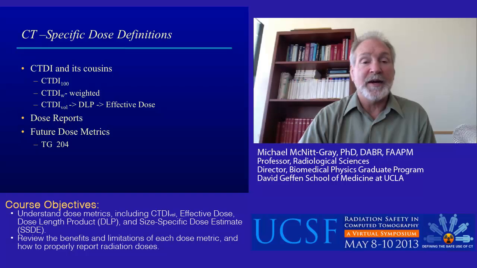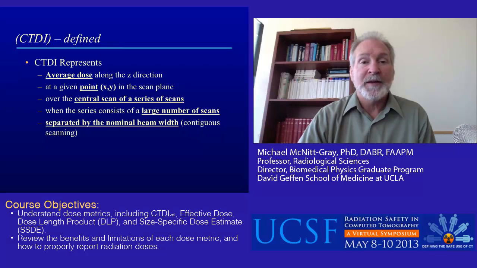So let's start with CTDI, or the computed tomography dose index. CTDI has a very specific definition, and it represents the average dose along the Z direction at a given point in the scan plane over the central scan of a series of scans, where the series consists of a large number of scans separated by the nominal beam width, as in contiguous scanning. Now, I put that long description in there to say it's a very specific definition, and it's not a very broad definition. It can't be used broadly. It means something very specific, and it does not represent patient dose.